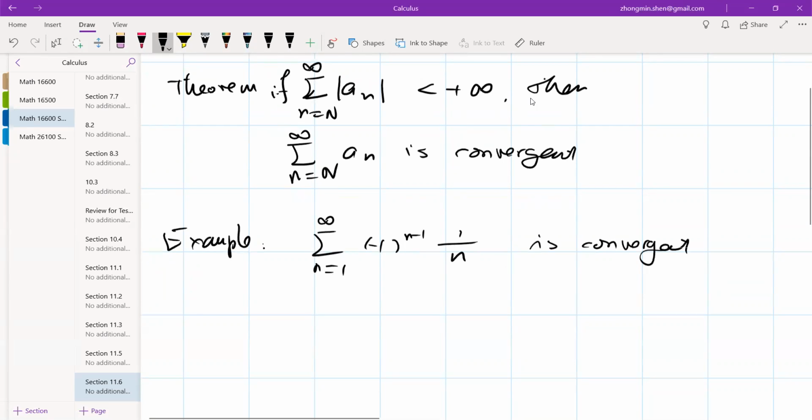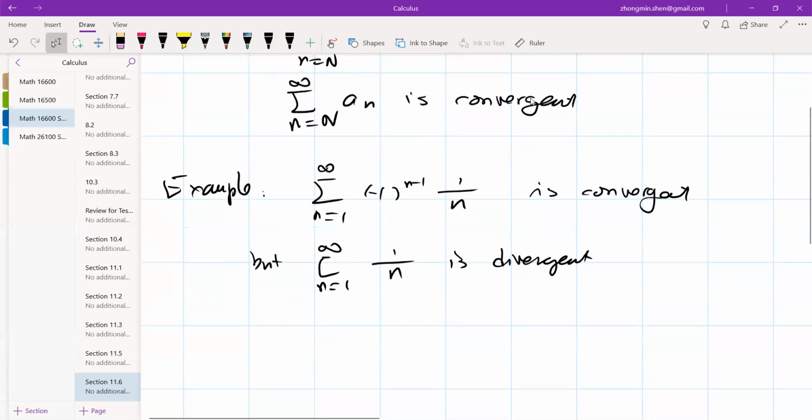But the absolute value of the term gives a divergent series. So this example tells you those two convergences are not equivalent. The other one is stronger. So we can say that if the absolute series is convergent, then the series is convergent.